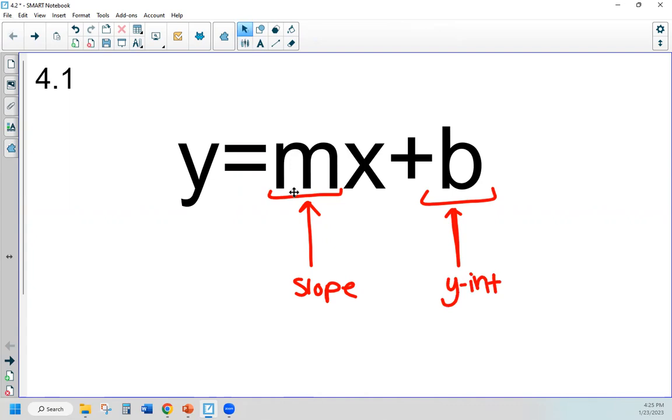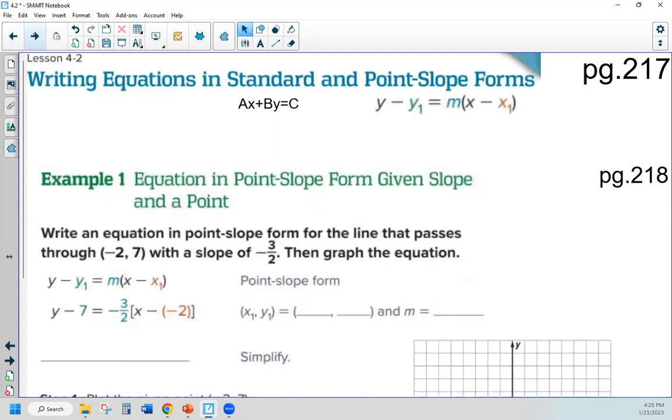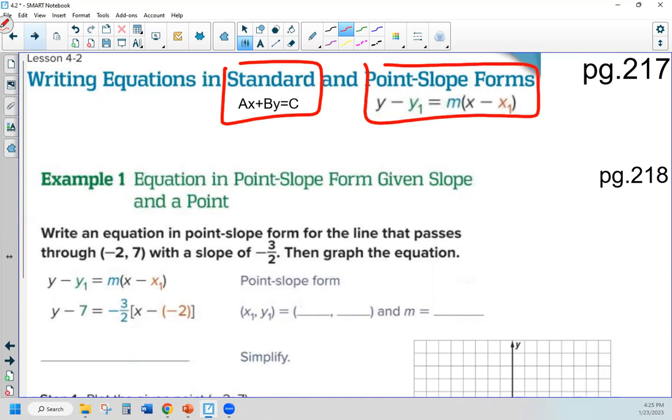So we learned how to write the equation of a line given different things, whether it was 2 points or a slope, whatever the case may be. Now, for 4.2, as you can see right here in the title, we're going to be writing equations in standard form, which is this one right here, and in point slope form. Standard form, we've seen that before.